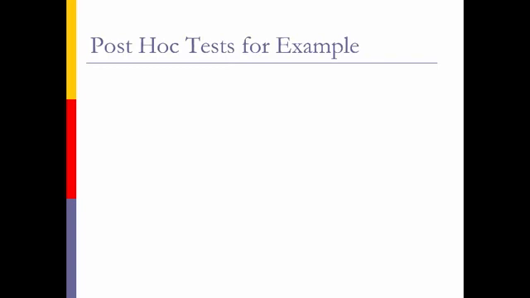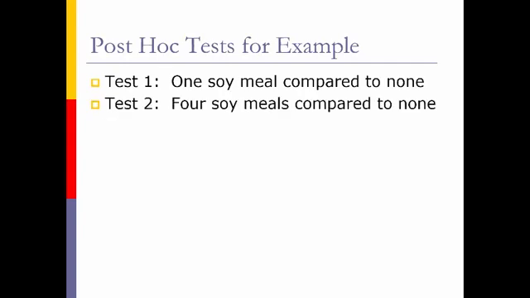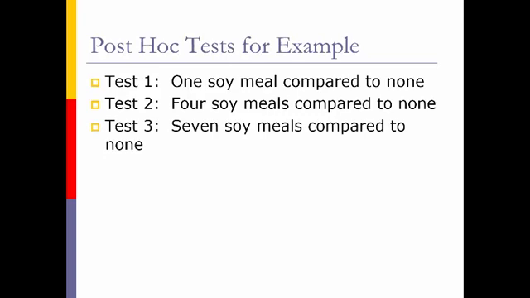So if that's the question, does it matter if we compare 1 meal to 4 meals, 1 meal to 7 meals, 7 meals to 4 meals? Probably not. We just want to be able to say, does eating soy change your psych score? Well, let's go ahead and say, well, let's compare 1 soy meal to nothing. Let's compare 4 soy meals to nothing. And let's compare 7 soy meals to nothing. So we'll be able to say, maybe as you increase in soy, what happens to your psych score?